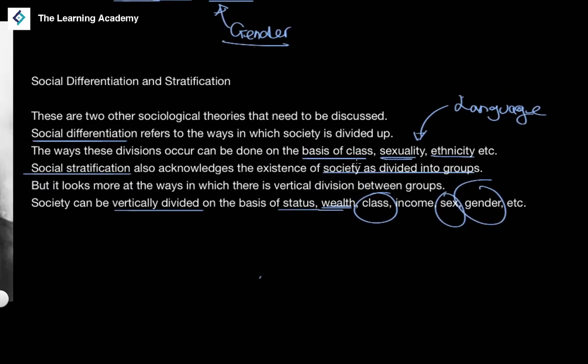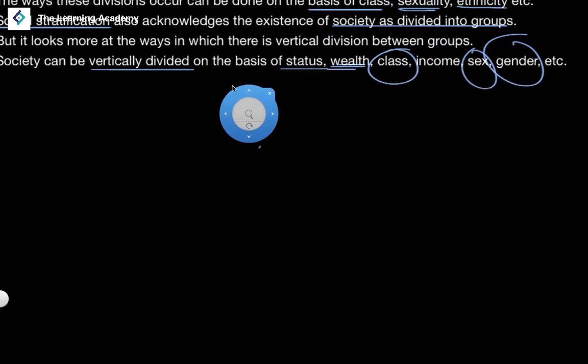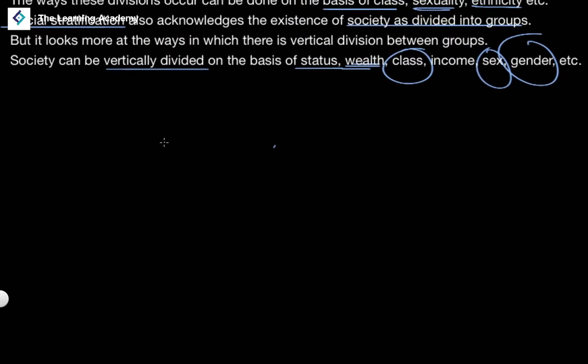And so that's the concepts of differentiation and stratification. Differentiation talks broadly about the ways in which society is divided, the ways in which we can look at the different groupings within society. Stratification also looks at divisions within society, but looks at vertical divisions, the hierarchical structure.